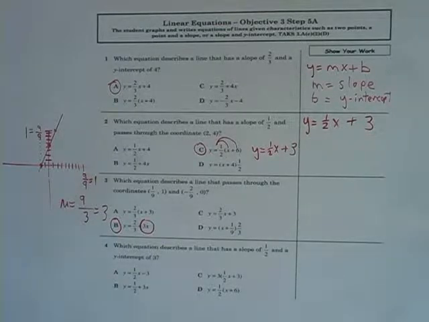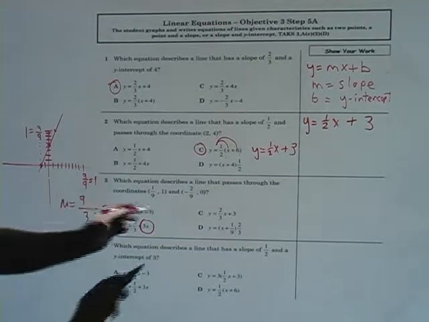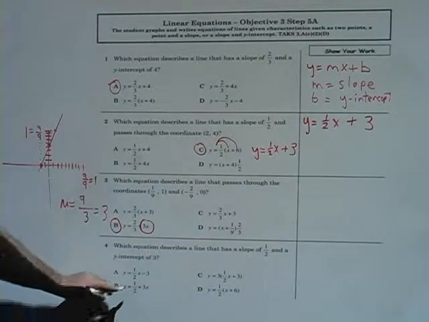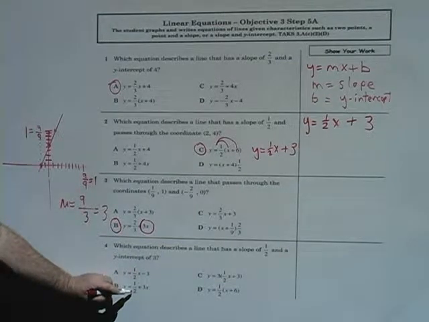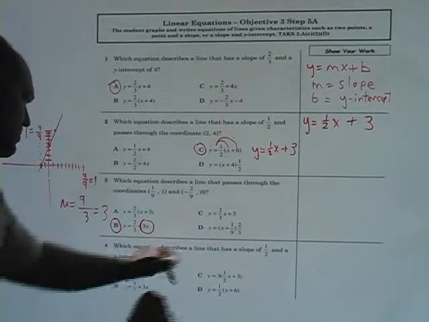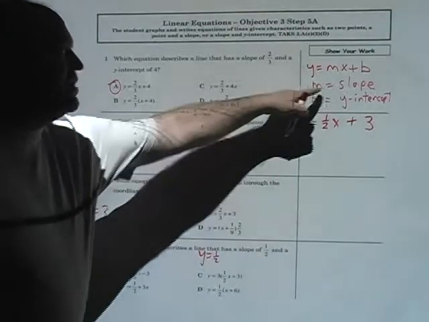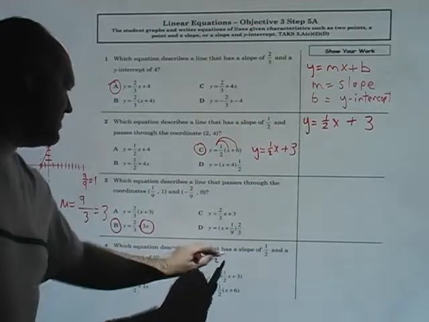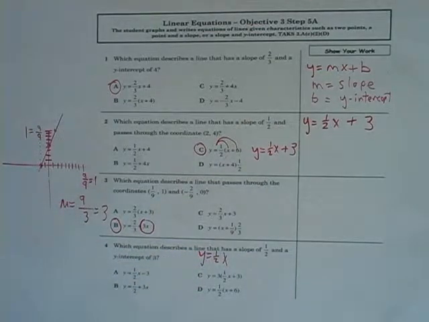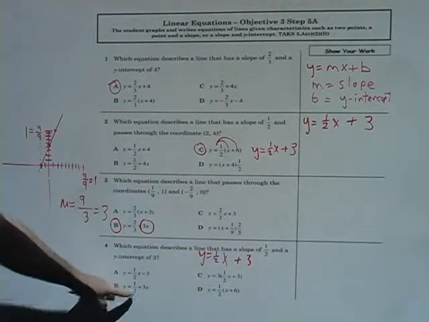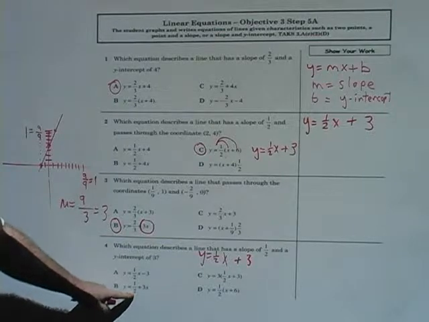Number 4. Which equation describes a line that has a slope of 1/2 and a y-intercept of 3? Okay? Same thing here. We don't have one that says exactly that. Be careful, because this one looks right, but again, it needs to say y equals 1/2 for the slope. Remember, the slope comes before the x. So it needs to say y equals 1/2 x, and the y-intercept is 3, so plus 3. Notice the difference here. This says 1/2 plus 3x.